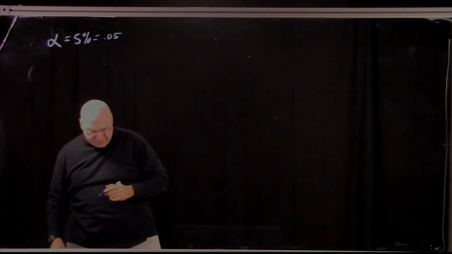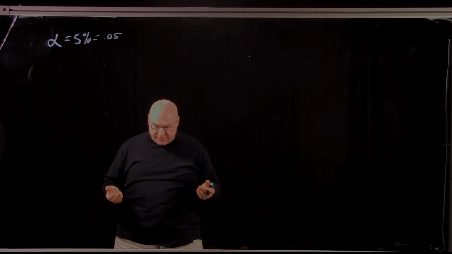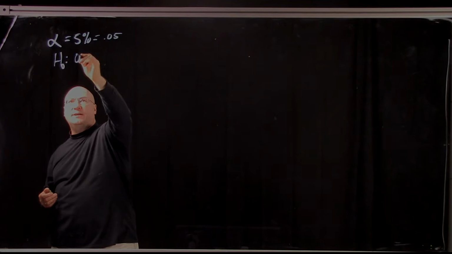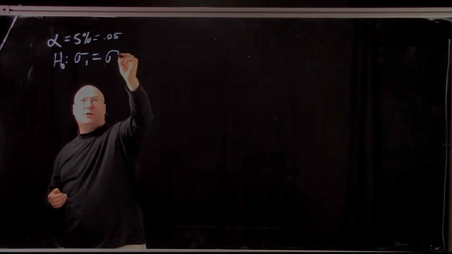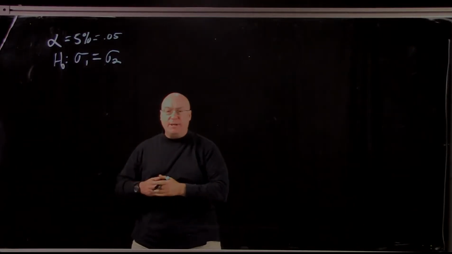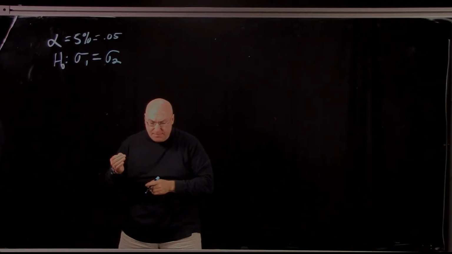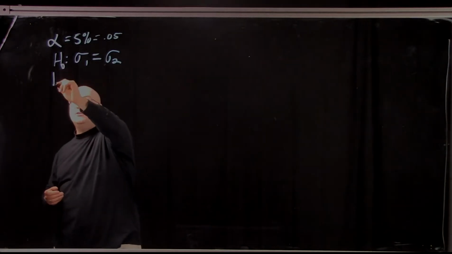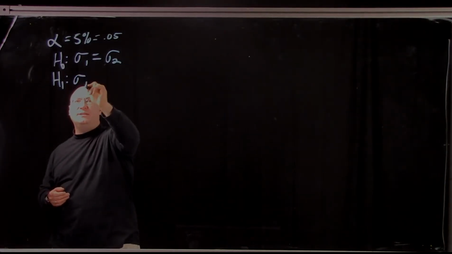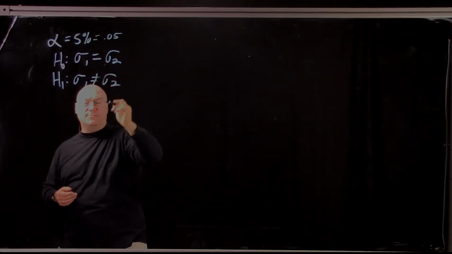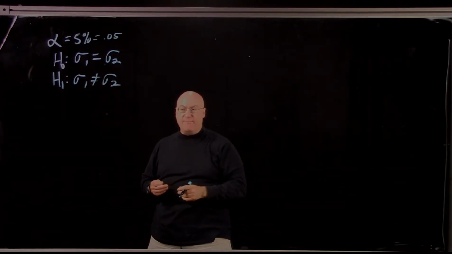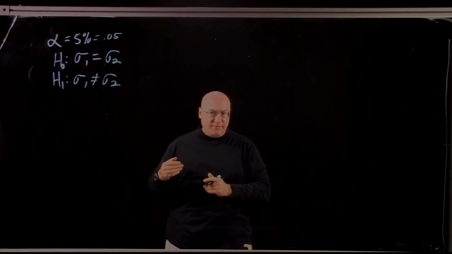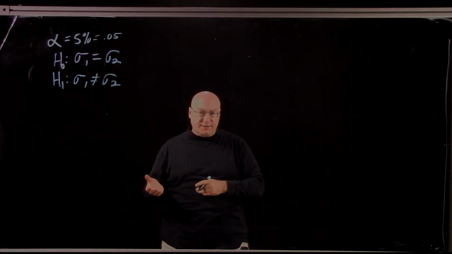And what are we testing? We are testing that the standard deviations are equal. So of course H naught is that sigma 1 is equal to sigma 2. The problem here is that I say that what we're testing is that they're equal, which means that the alternative hypothesis is sigma 1 is not equal to sigma 2. If I'm making a claim that they're equal, that's the null. The alternative isn't that one is greater than the other, it's that they're not equal, all right?